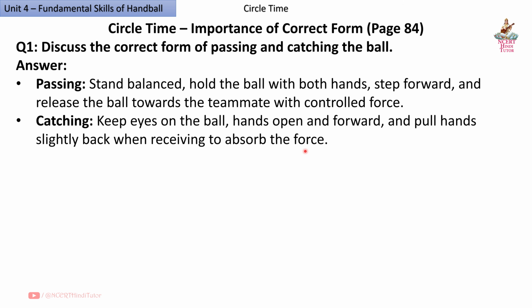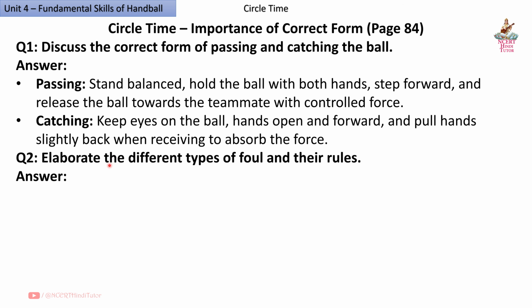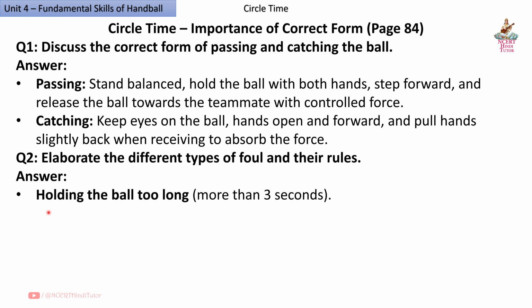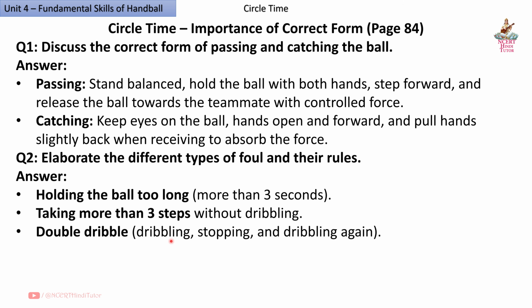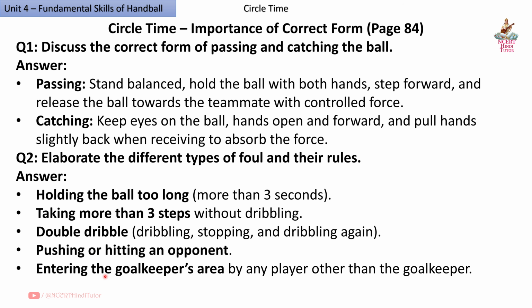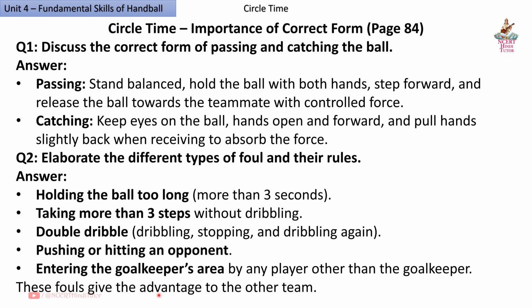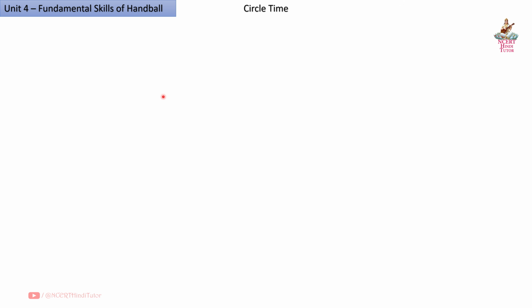absorb the force. Question 2. Elaborate the different types of foul and their rules. Answer. Holding the ball too long, more than 3 seconds; taking more than 3 steps without dribbling; double dribble, that is dribbling, stopping and dribbling again; pushing or hitting an opponent; entering the goalkeeper's area by any player other than the goalkeeper. These fouls give the advantage to the other team.